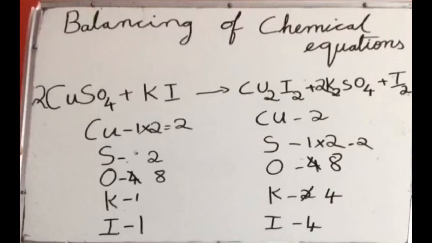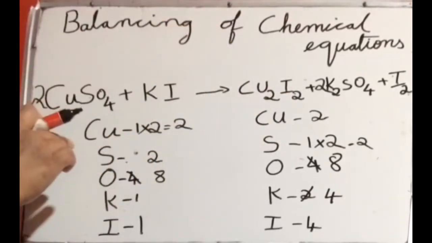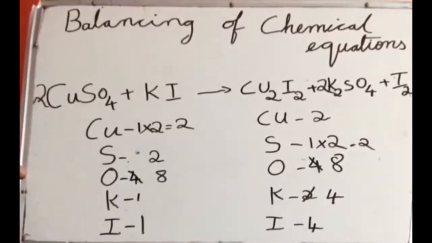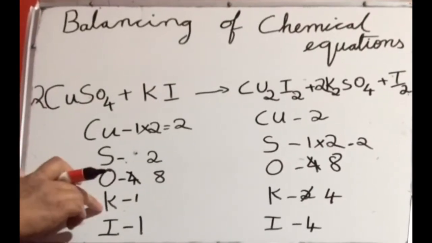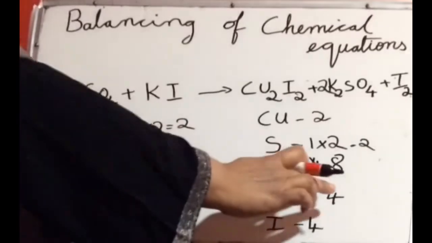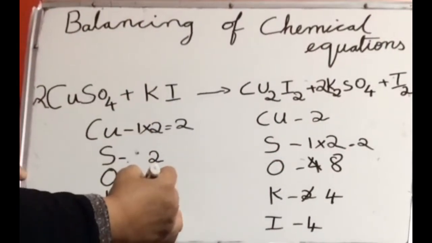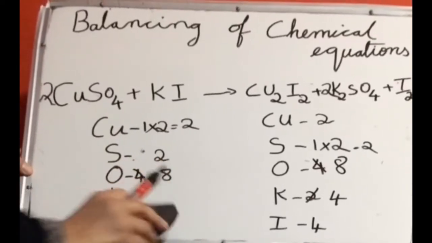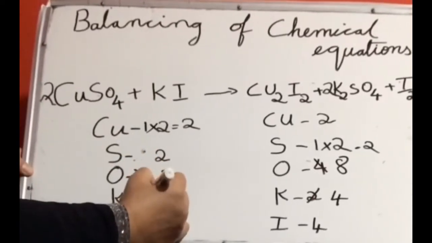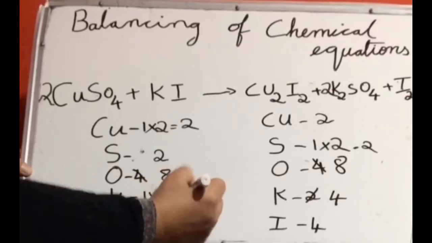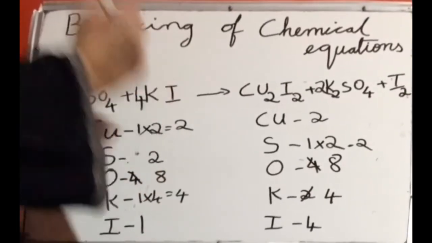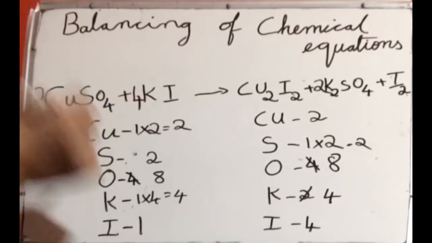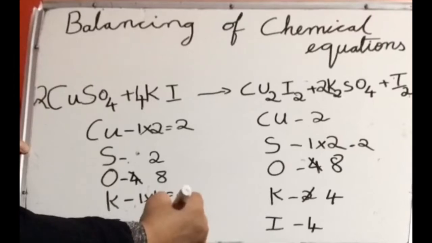Now let's see the reaction. Copper is 2, here also 2. Sulfur 2, here 2. Next we have to see the main elements. Oxygen will always be done at last. Here K is 1, potassium is 4. So what I have to do? You don't need to strike, you have to multiply. So I multiply this 1 into 4, that is equal to 4. So I put here 4KI. When I put 4K, what happens to iodine? Iodine becomes 4. So this 1 goes and it becomes 4.